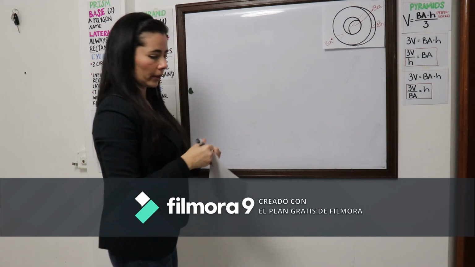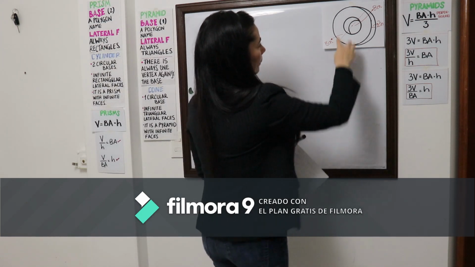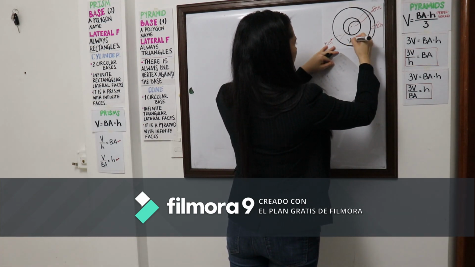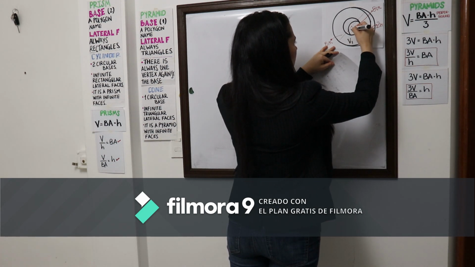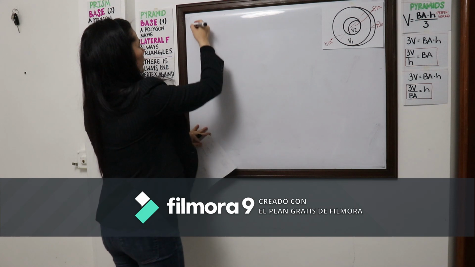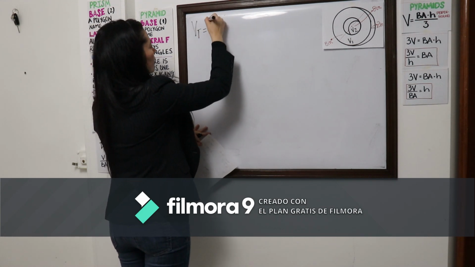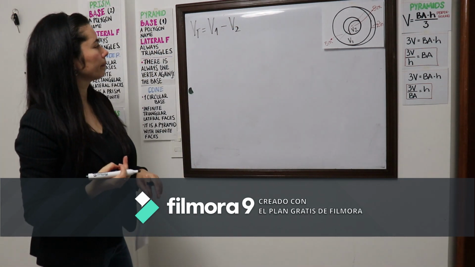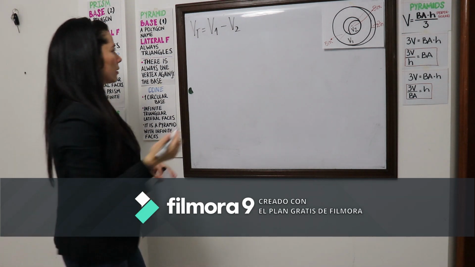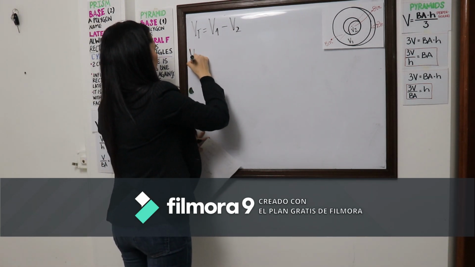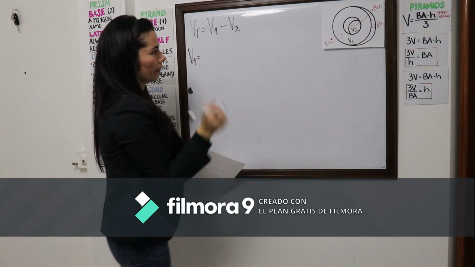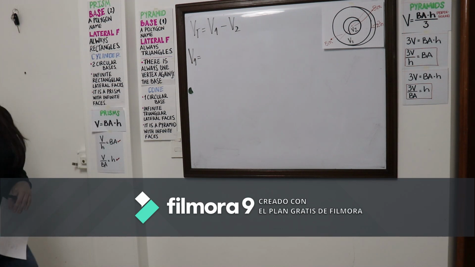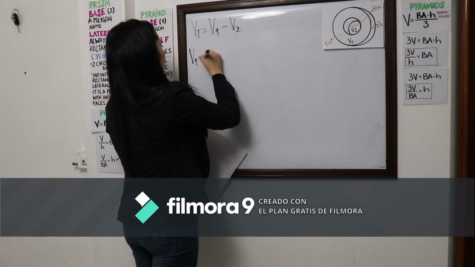I'm gonna think about the bigger cylinder as V1, okay? And then this smaller one is gonna be V2. So the total volume here is going to be what? Well, V1 minus V2, right? I need to find both of those, of course. So let's find V1 first. Again, it's a cylinder. If it is a cylinder, it's a prism. If it is a prism, I need to find volume equals base area times height. So I'm going to use that.